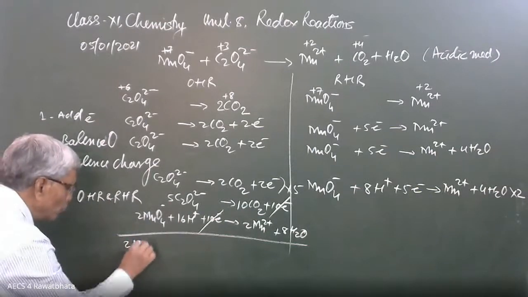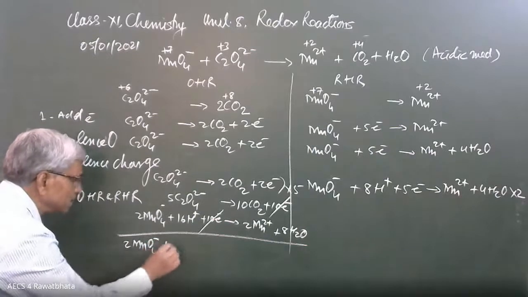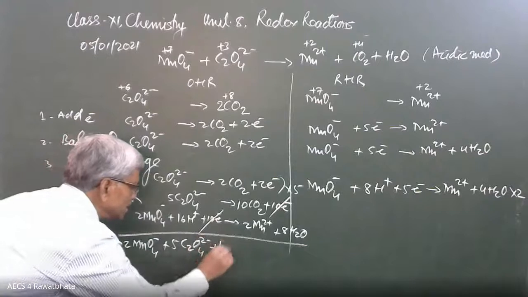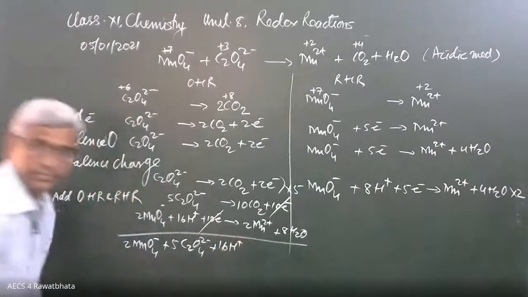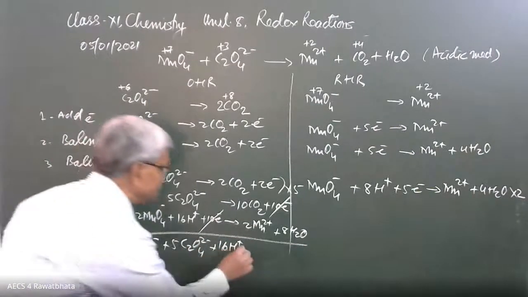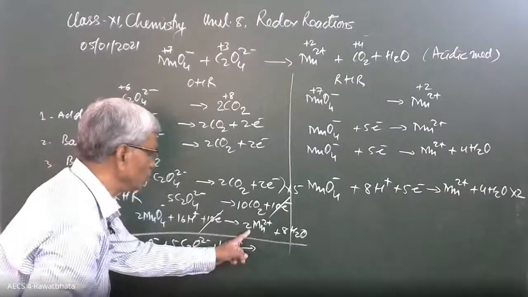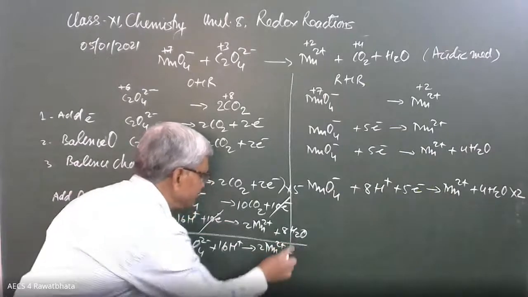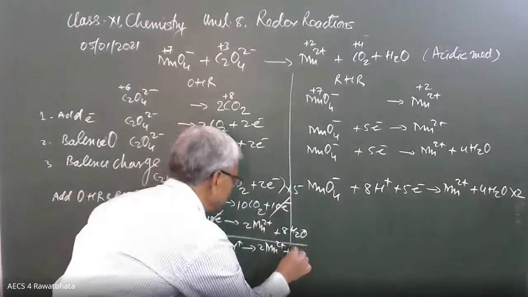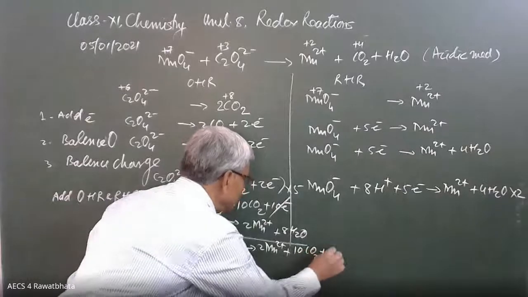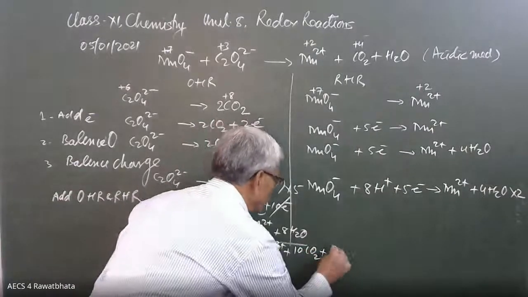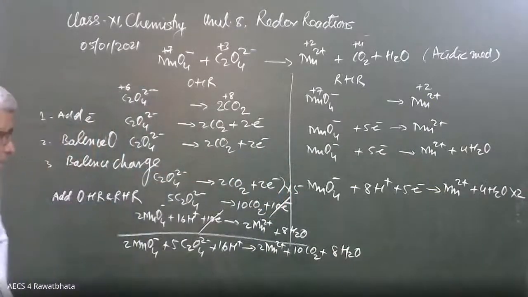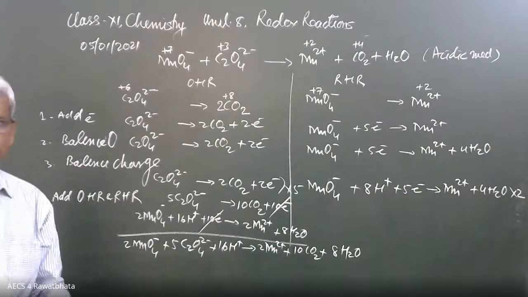2 MnO4 minus plus 5 C2O4 2 minus plus 16 H positive gives 2 Mn2 positive plus 10 CO2 plus 8 H2O. Final. What is the check? This is called final check.